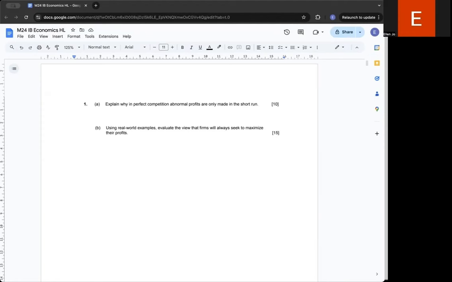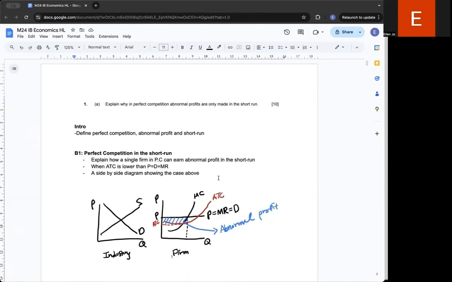Question number 1. The two questions are from the Unit 2 Microeconomics. It's safe to start your introduction with defining a few key terms mentioned in the prompt, such as perfect competition, abnormal profit, and short run. And in body 1, you can mainly focus on analyzing the business operation of perfect competition in the short run, along with its main features.